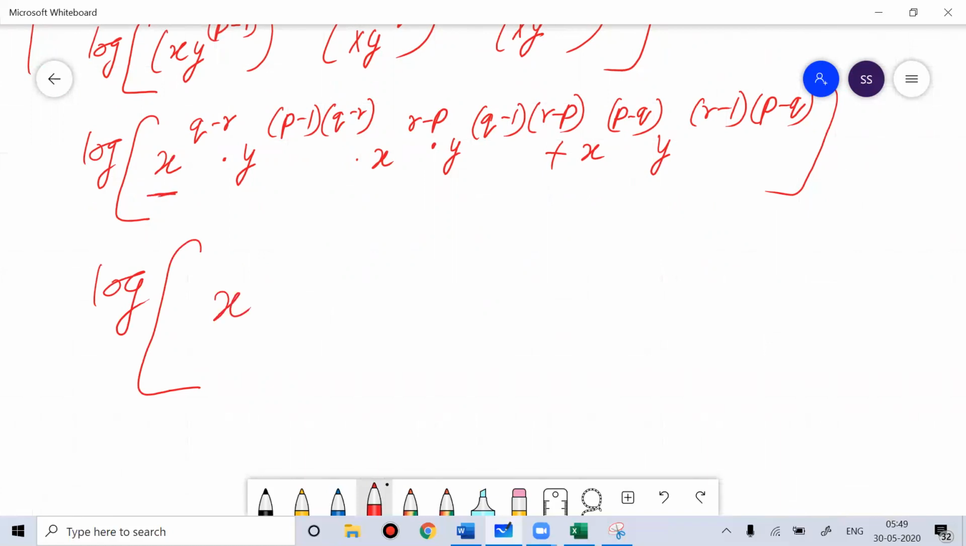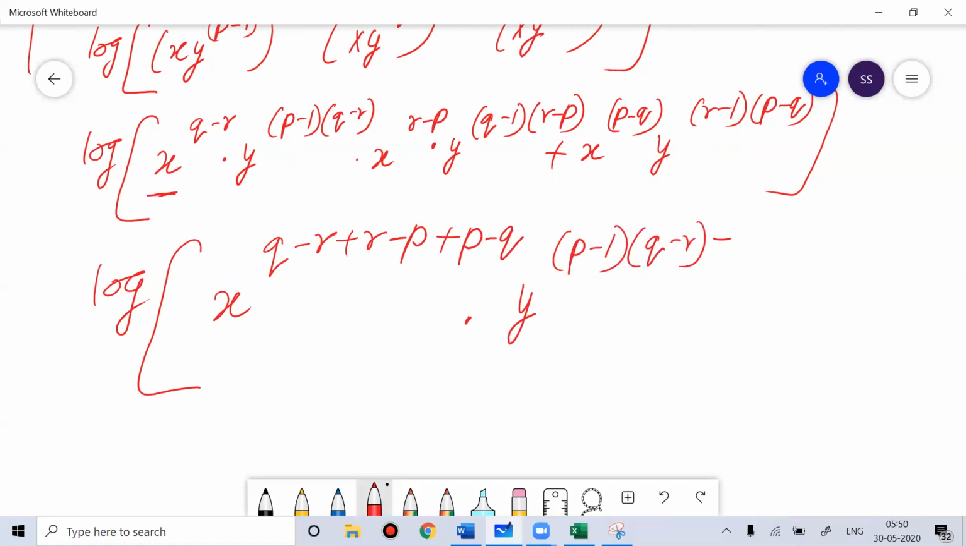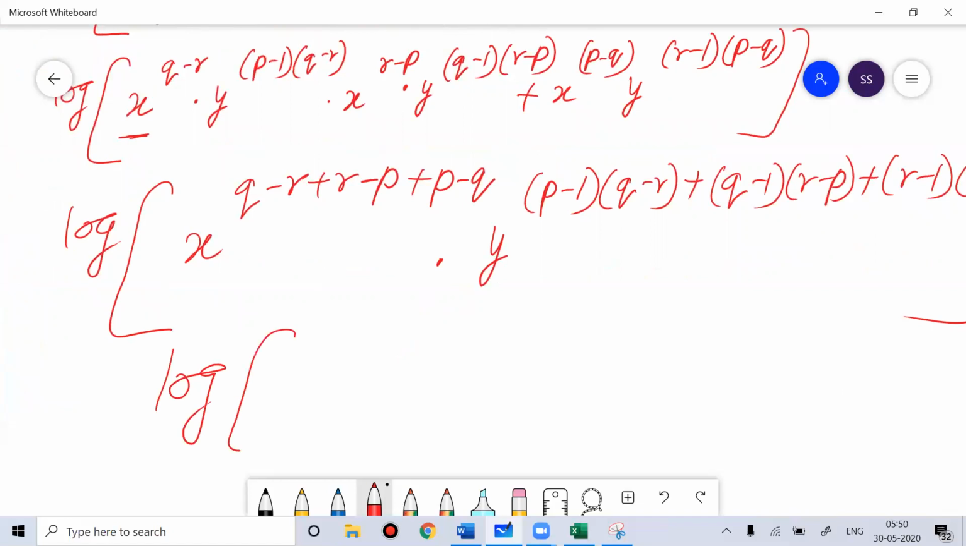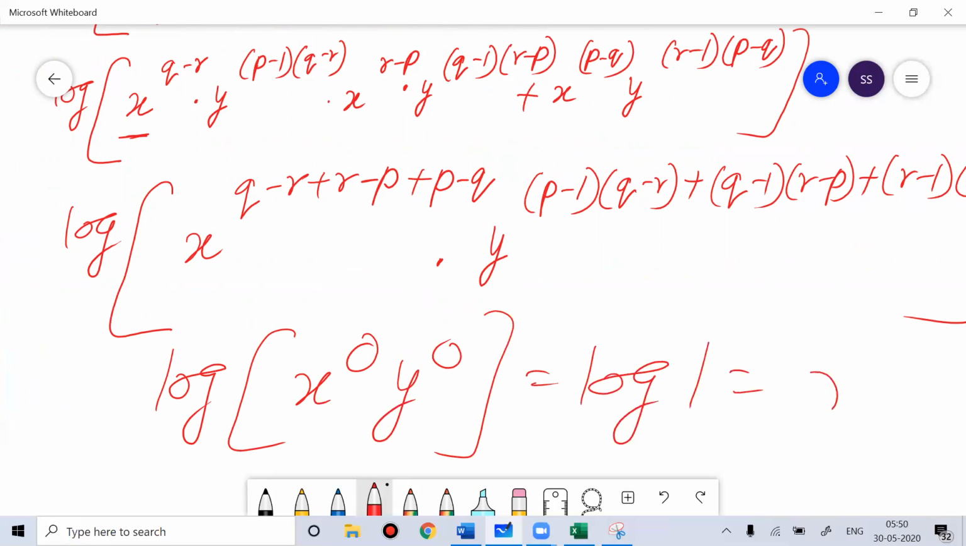So here if I talk about x, this is q minus r plus r minus p plus p minus q. This is your value of x. So you can see all getting cancelled, and you get x to the power 0, which means 1. Now if I talk about y, y is p minus 1 into q minus r plus q minus 1 into r minus p plus r minus 1 into p minus q. You see that also everything will get cancelled. So you get log of x to the power 0, y to the power 0, so this you get log of 1, that will be 0.